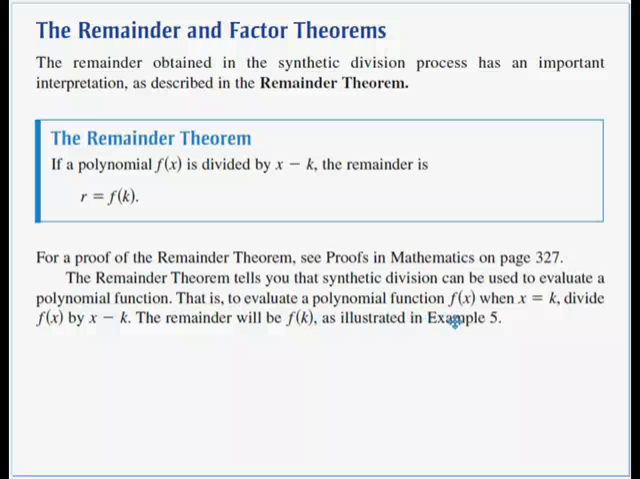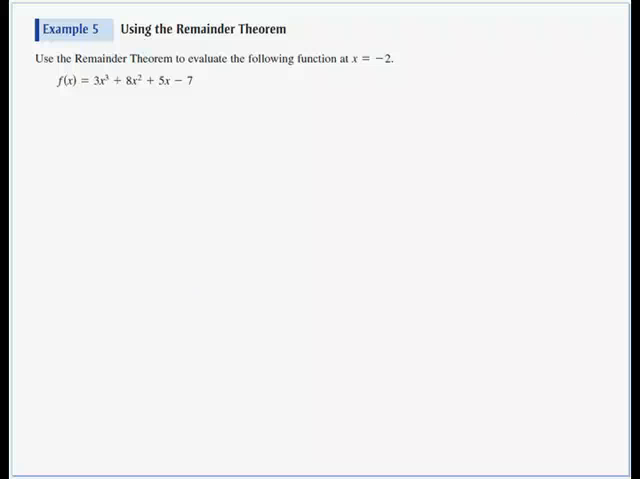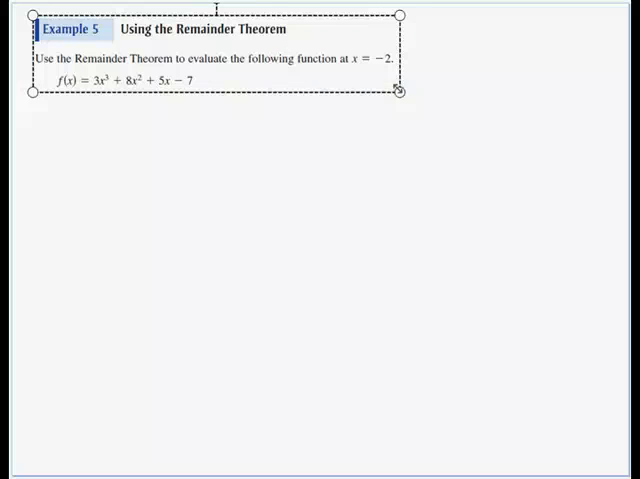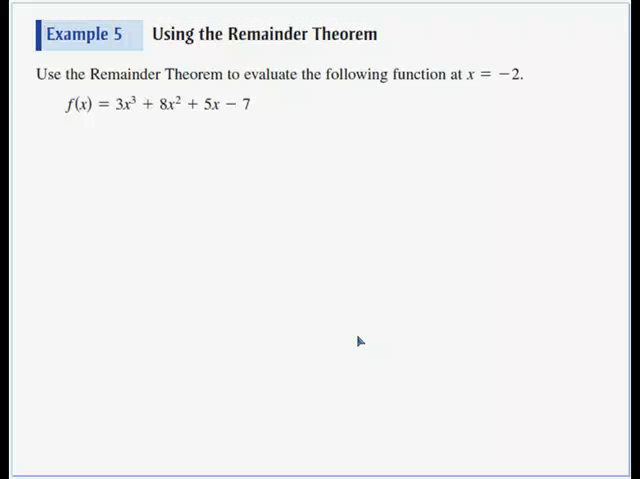The remainder theorem tells you that synthetic division can also be used to evaluate a polynomial function. That is, to evaluate a polynomial f of x at some value of k, divide by x minus k. The remainder will be f of k, as we're going to see here in this next example. So it says, use the remainder theorem to evaluate the function at x equals -2.